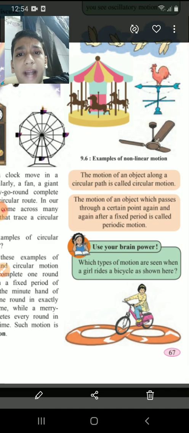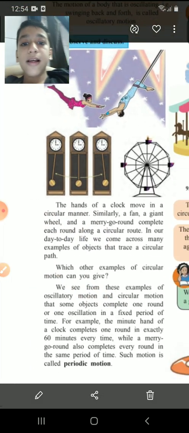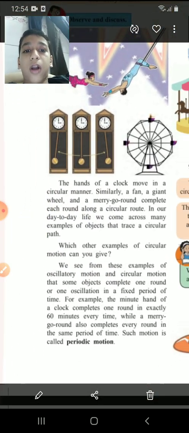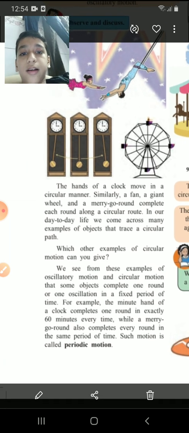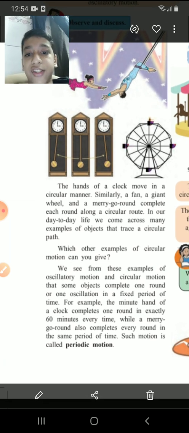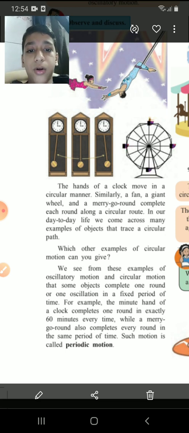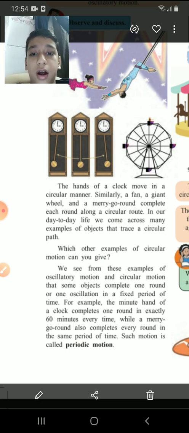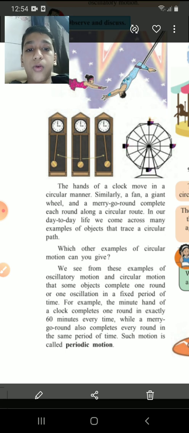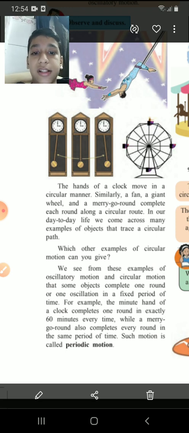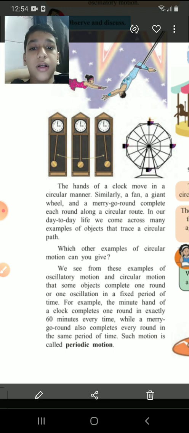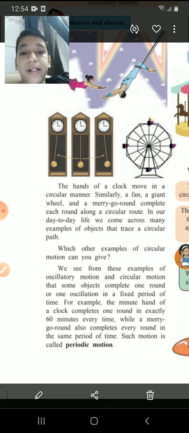Write this in your notebook. The hands of a clock move in a circular manner. Similarly, a fan, a giant wheel, and a merry-go-round complete each round along a circular route. In our day-to-day life, we come across many examples of objects that trace a circular path. Which other examples of circular motion can you give?